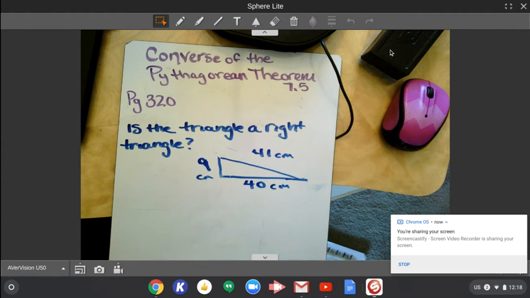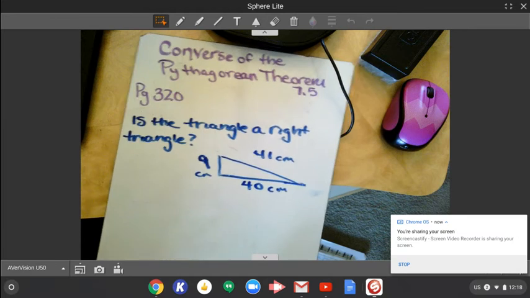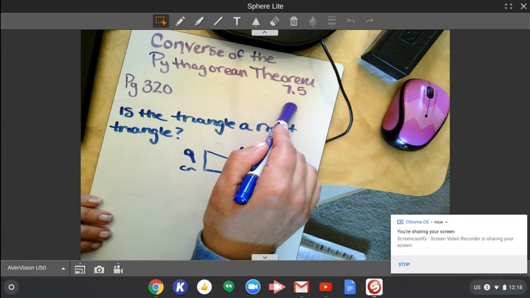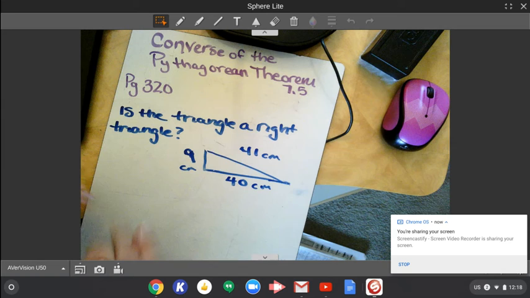Hi, good morning. Today we're going to work with the converse of the Pythagorean theorem. You can find this in lesson 7.5 of your textbook on page 320.